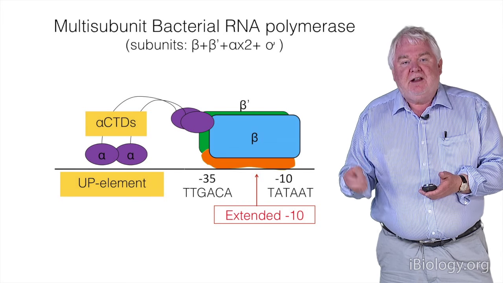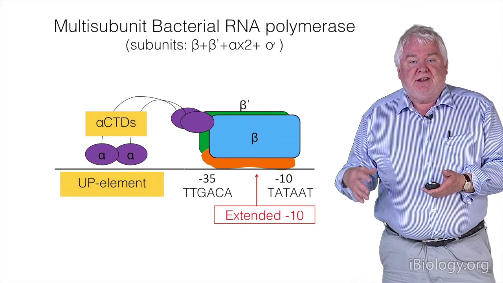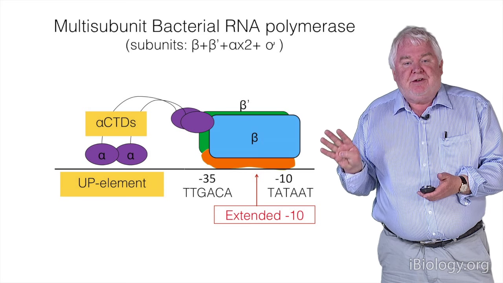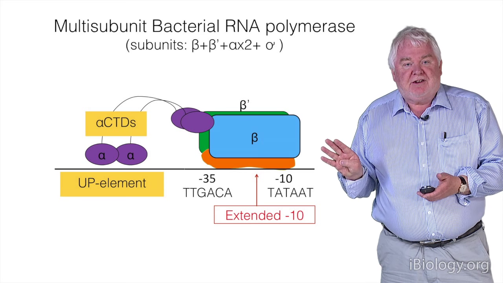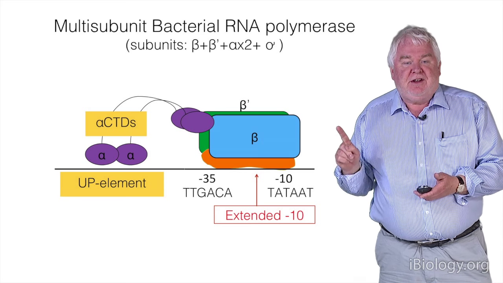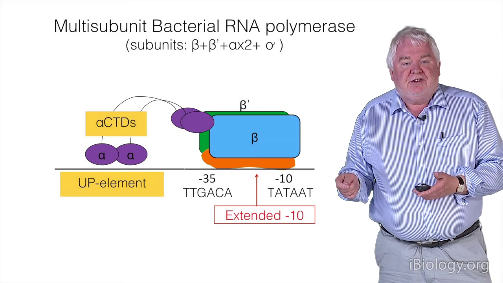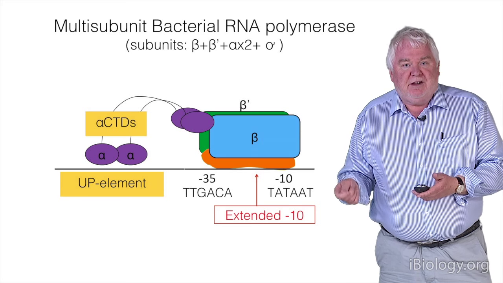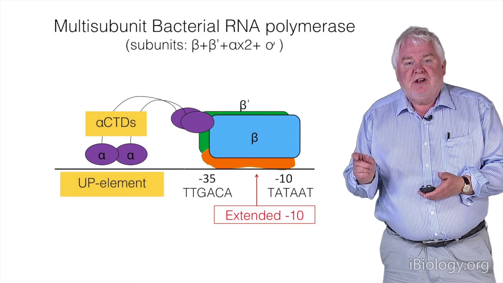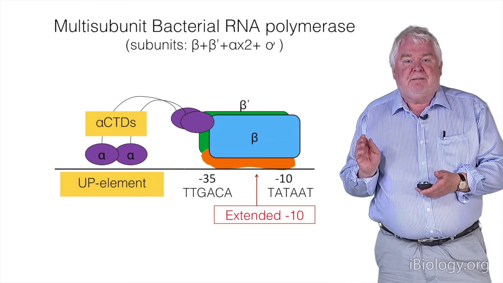So altogether, when RNA polymerase recognizes a transcription start site, there are four main interactions: three made with different elements by the sigma factor and one made by the two alpha CTDs. And basically together, these elements drive RNA polymerase to promoters and position RNA polymerase so that it can begin transcription at specific positions.